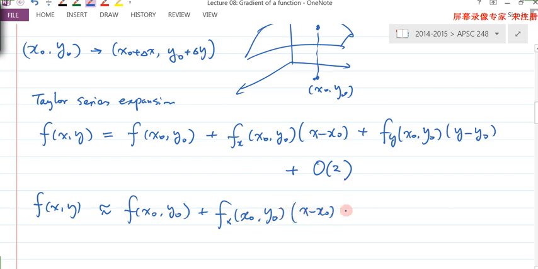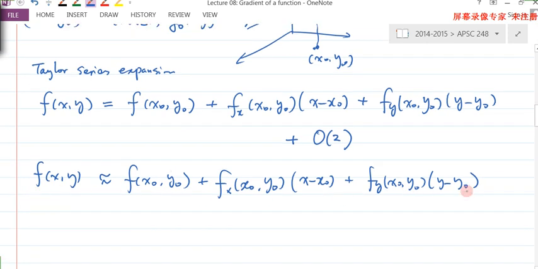I'll explain what each one of these terms means. That's the approximation now. So what are each of the terms? First of all, this one just means you substitute x naught, y naught into the original function. That's a scalar value. And what does this mean? You calculate the partial derivative of f over x, and then substitute the current location x naught, y naught into the partial derivative expression. It's the same thing for partial f over partial y: calculate it first, and then substitute the x naught, y naught values into it.